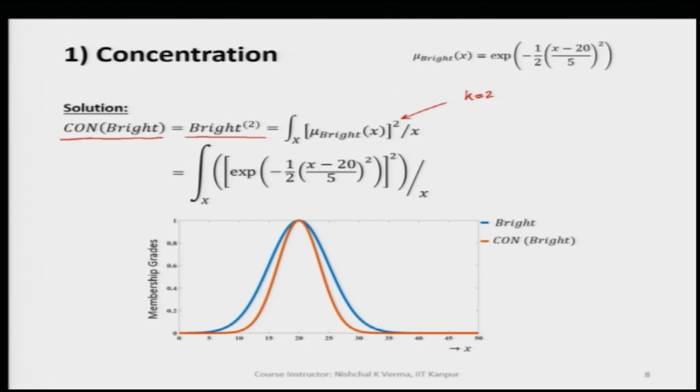Initially for bright we had simply mu bright of x, but when we are concentrating the fuzzy set bright, we will have to raise the power of the membership function by k, and since k is not given in this example, we can take k is equal to 2. If k has been given, then we will use the same value of k. Since we are concentrating the fuzzy set, the value of k is always more than 1. So, here we are taking k is equal to 2, we are squaring the membership function.